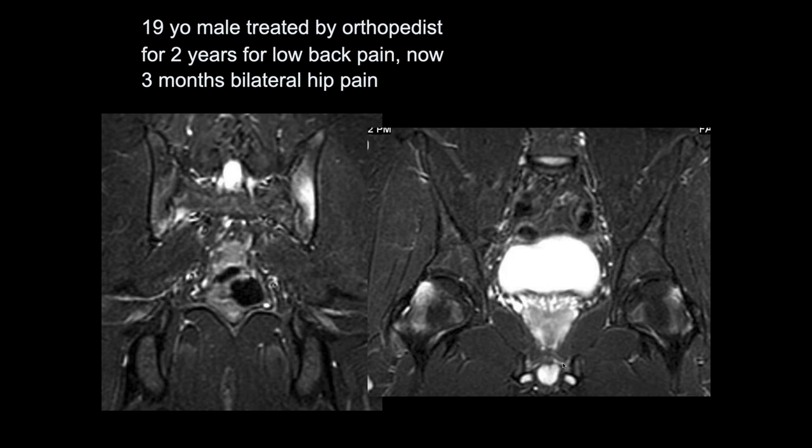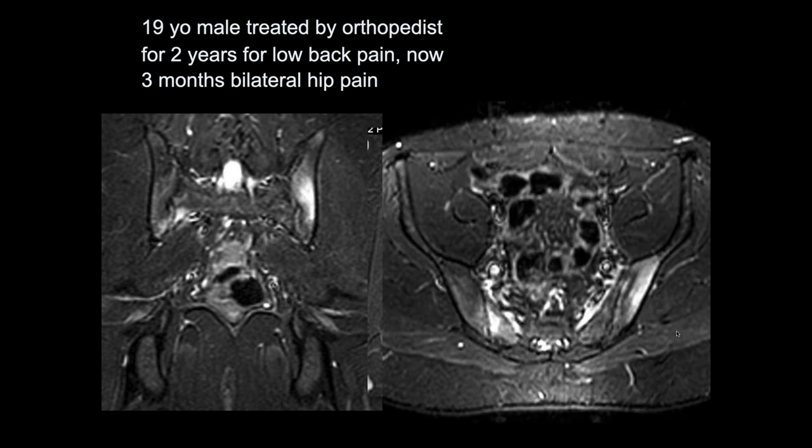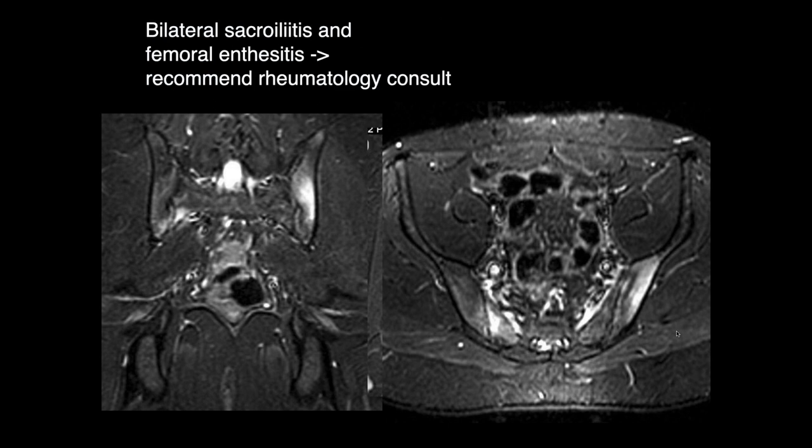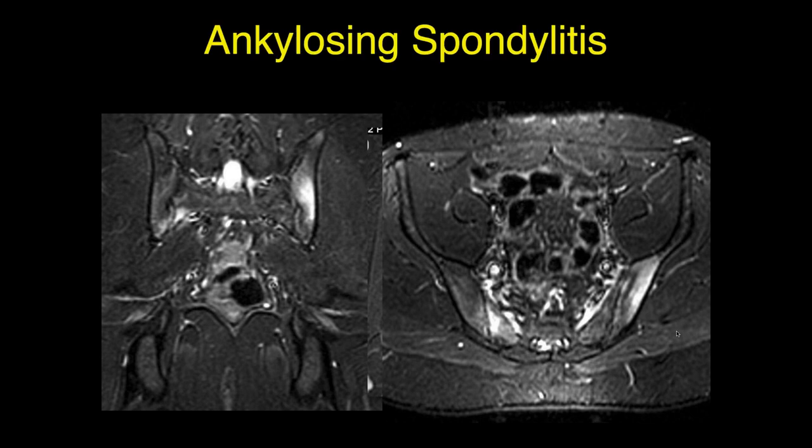So on the MR, now you can see that there's periarticular edema involving both of the SI joints, on the iliac bone and the sacrum. And there's also some signal within the femoral heads. So you have a bilateral sacroiliitis that you're not going to really see on plain film. So we recommended a rheumatology consult. This is really the stage you want to treat it before you start getting limitations of motion and irreversible changes of ankylosing spondylitis, and before you have a lot of erosive bony disease.